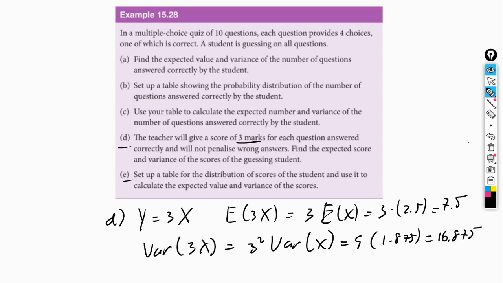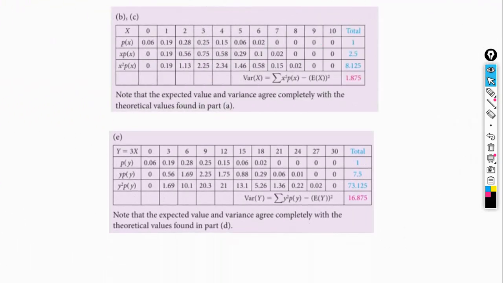So let's go to the table. So here's the table for part E, and notice that y is equal to 3 times x, so we get these new values for y, right? 0, 3, 6, 9, all the way to 30. The probability of each one of these occurring, once you multiply the probabilities times the random variable and you add them all up, you're going to get, again, 7.5 for the expected value. And you also get 16.875 for the variance.